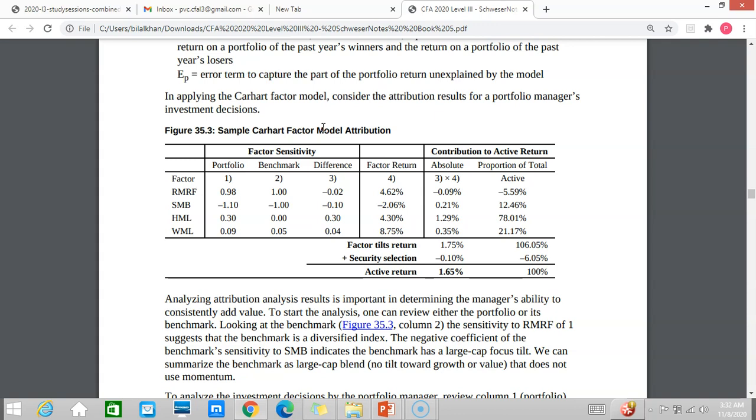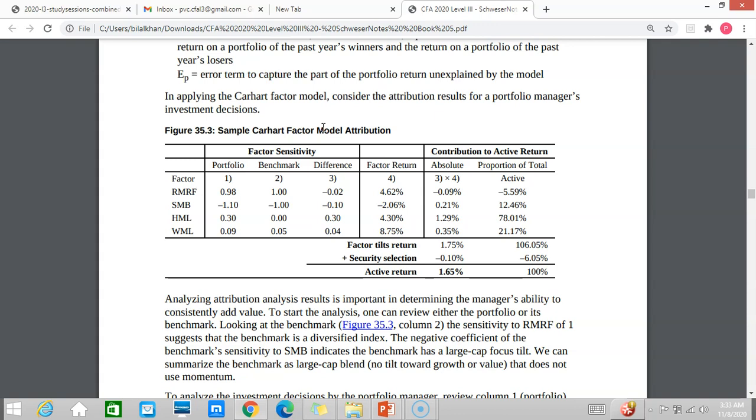And then you can find out the total return, and you can find out how much is it with respect to total return. So minus 0.09 divided by total active return will give you minus 5.59%. So that means in the total active returns which you are getting, 78% is due to this factor, 21.1% due to this factor, 12.46 due to this factor, and minus 5.59% due to this factor. And if you sum them up, that is 106.05%. So from the 100% variation, 106.05% is due to these factors.